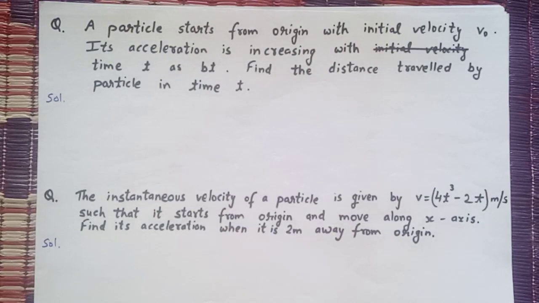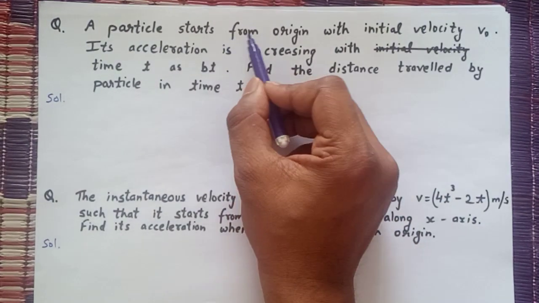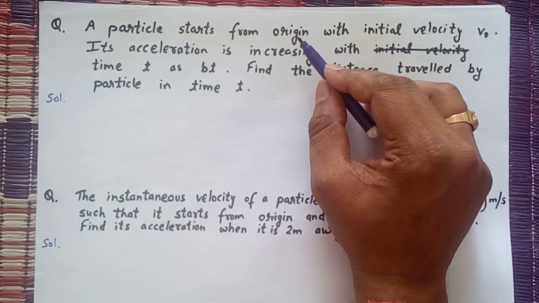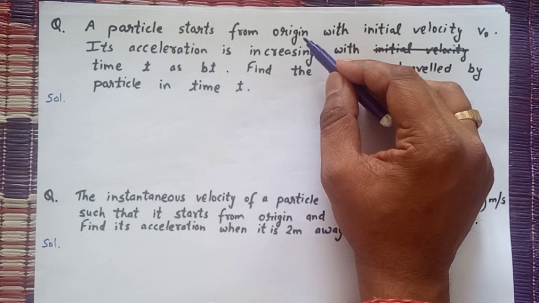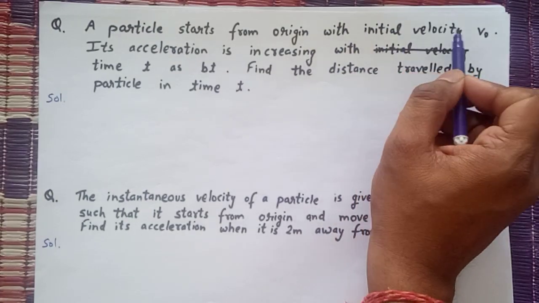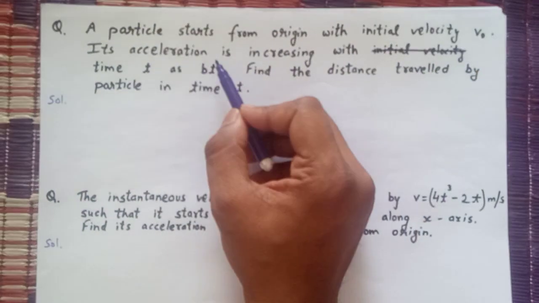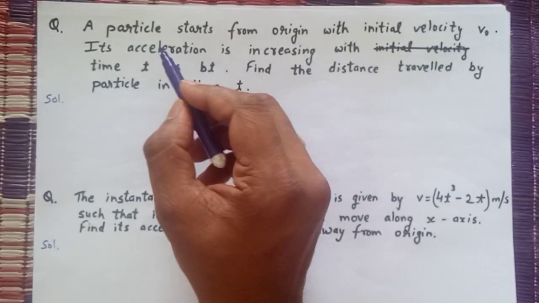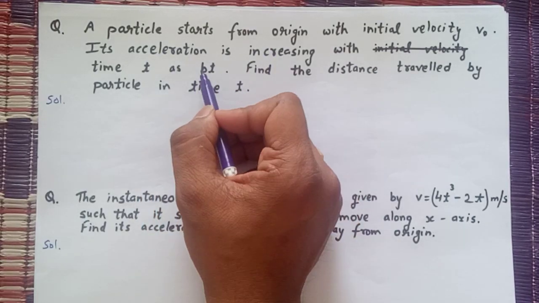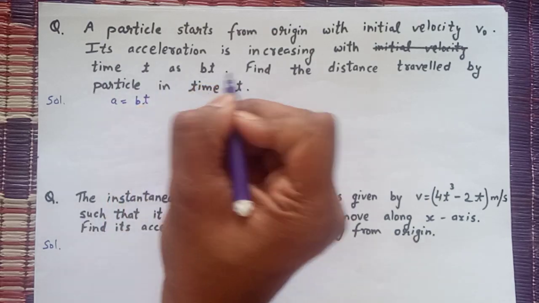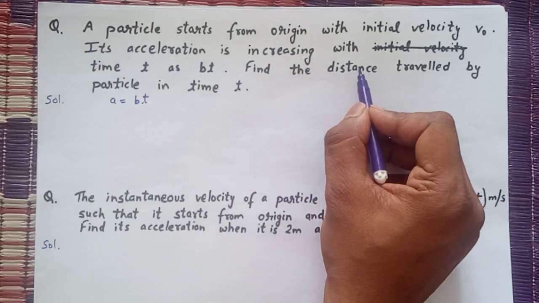Now our next question is, a particle starts from origin with initial velocity v0. A particle is starting from origin, means x is equal to 0 if it is moving in the x-axis, and its initial velocity is v0. Its acceleration is increasing with time t as bt, means acceleration is increasing linearly, and its value is given as a is equals to bt. We have to find the distance traveled.